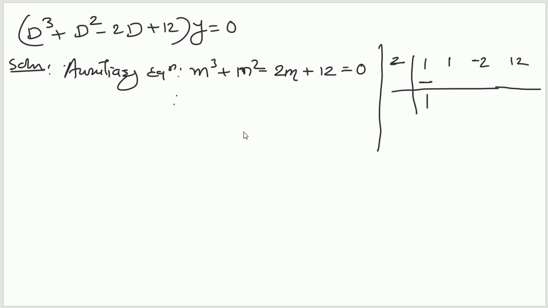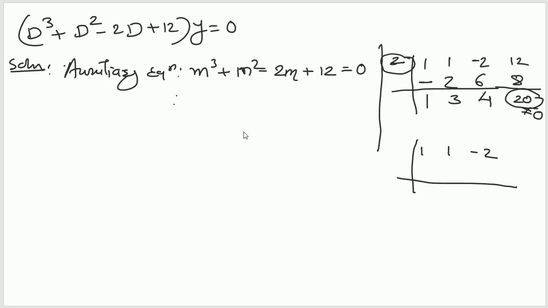So this one as it is, 2 into 1 is 2. This will be 3. 2 into 3 is 6. The sum is 4 now. Minus 2 plus 6 is 4. 2 into 4 is 8, and the sum is 20. So we are not getting 0. This is not equal to 0, and we want 0 there. So you have to choose a number which gives us 0 at the end. Let us try another number. We are not lucky in the first step, so again we repeat the same method.